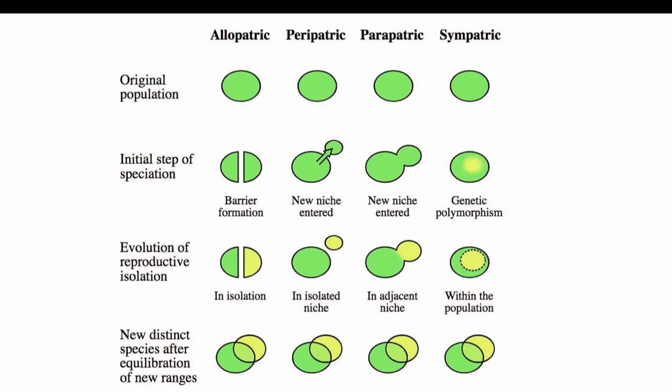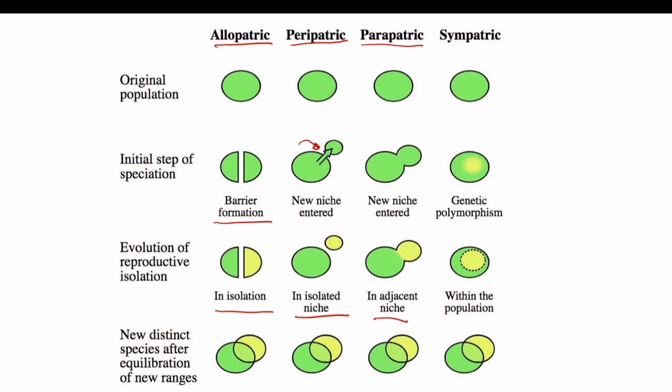To summarize it, allopatric speciation occurs due to geographical isolation, and both species evolve separately. Peripatric speciation is like allopatric speciation, occurring at a small level, where geographical barriers separate the species at the periphery, and evolution occurs separately. In parapatric speciation, due to ecological changes, genetic differences occur leading to speciation. Evolution takes place in an adjacent niche.